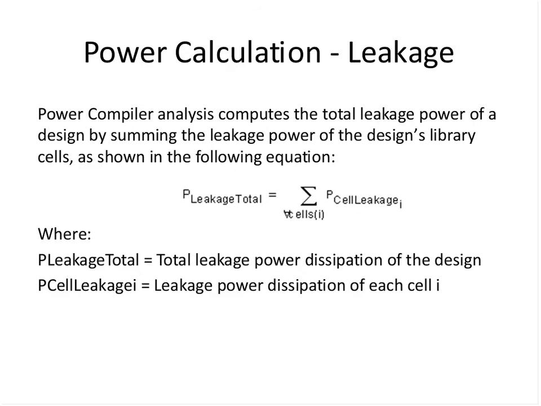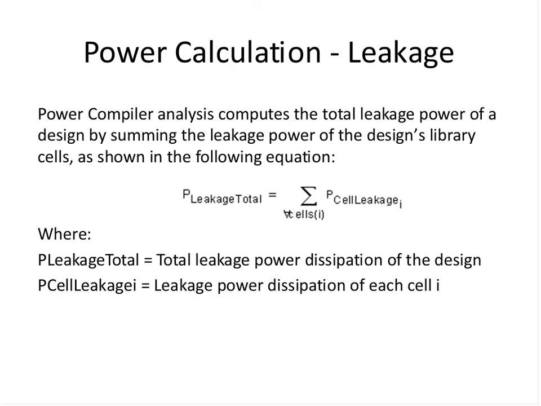Now let's see how Power Compiler calculates leakage power. Leakage power is pretty simple and does not depend on any switching. So what does Power Compiler need to do? For each cell, it just needs to read a number from the library. You can open your standard cell library and see that every cell, starting with a combinational cell, will have some power numbers. One of those is designated as cell leakage power, which is the leakage power of that cell.